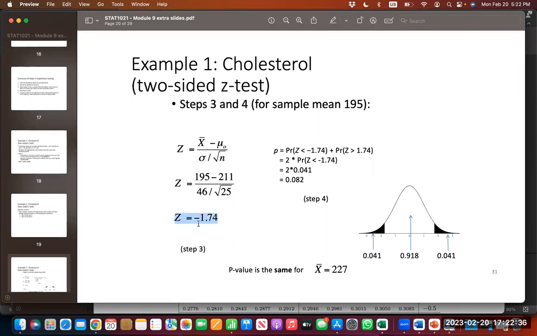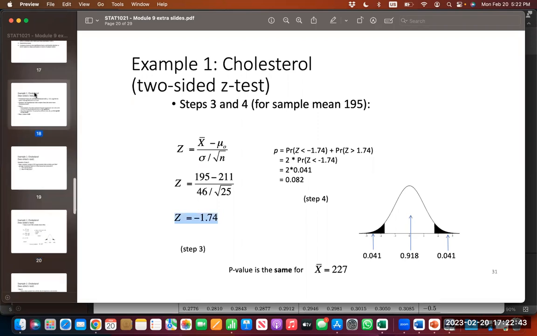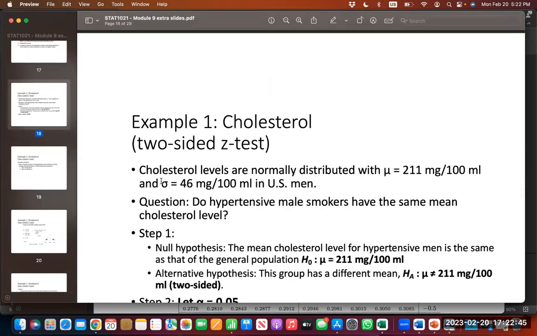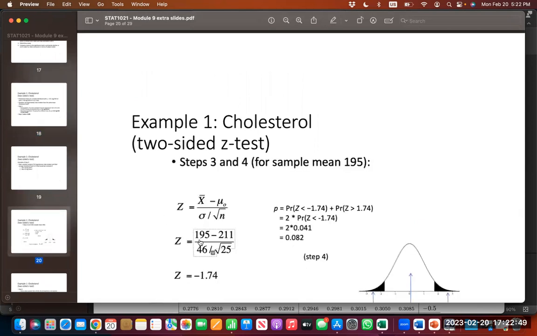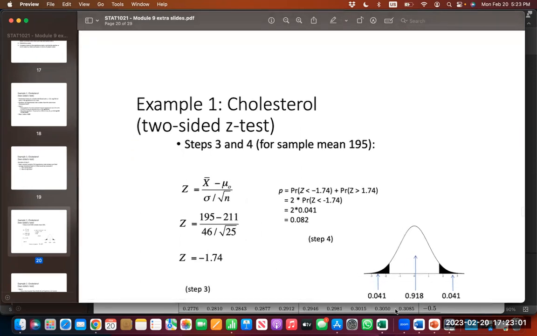Yes, please. Where is the 46 gone? That's the standard deviation, sigma, of the population. This was here, that's the 46. Good observation, thanks. So we have 195 minus 211 divided by 46 divided by the square root of the n of 25, which gets us a z score of minus 1.74.